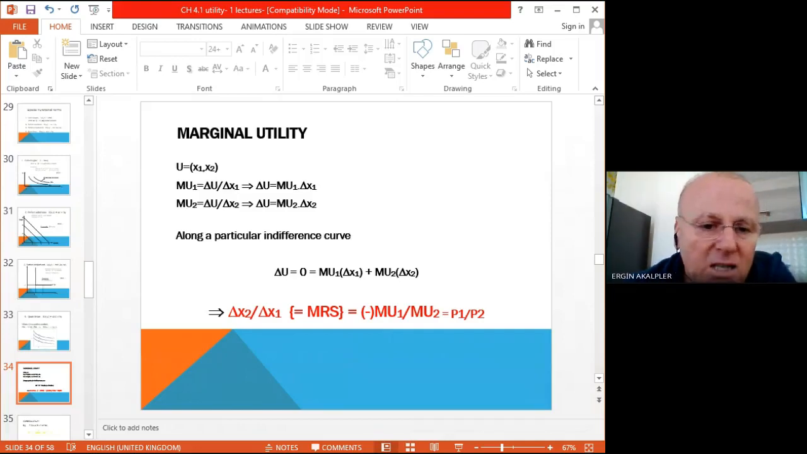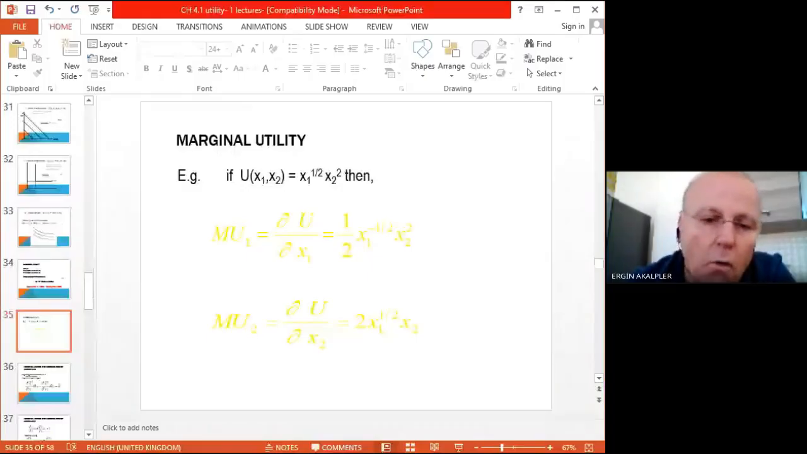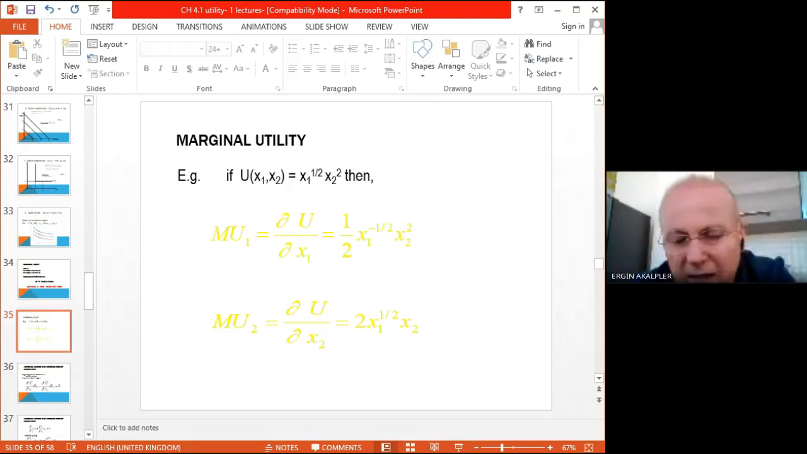And then we are looking here at the marginal utility, which should be illustrated as the square root of x1 and the power of x2. Then the marginal utility of x1, delta u over delta x1, is equal to 1 over 2, because you are going to take the derivative of x1, and the derivative of x1 is 1 over 2 x1 to the power of minus 1 over 2, multiplied by x2 squared. You don't have to take the derivative of x2 here.